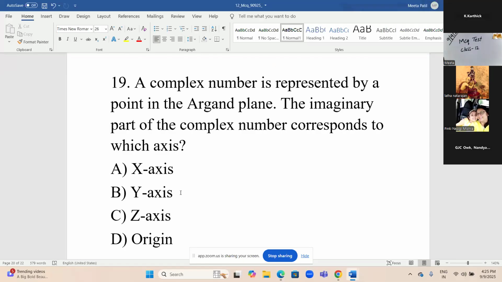Once again, I will repeat the question. A complex number is represented by a point in the Argand plane. The imaginary part of the complex number corresponds to which axis? x-axis, y-axis, z-axis, or origin?